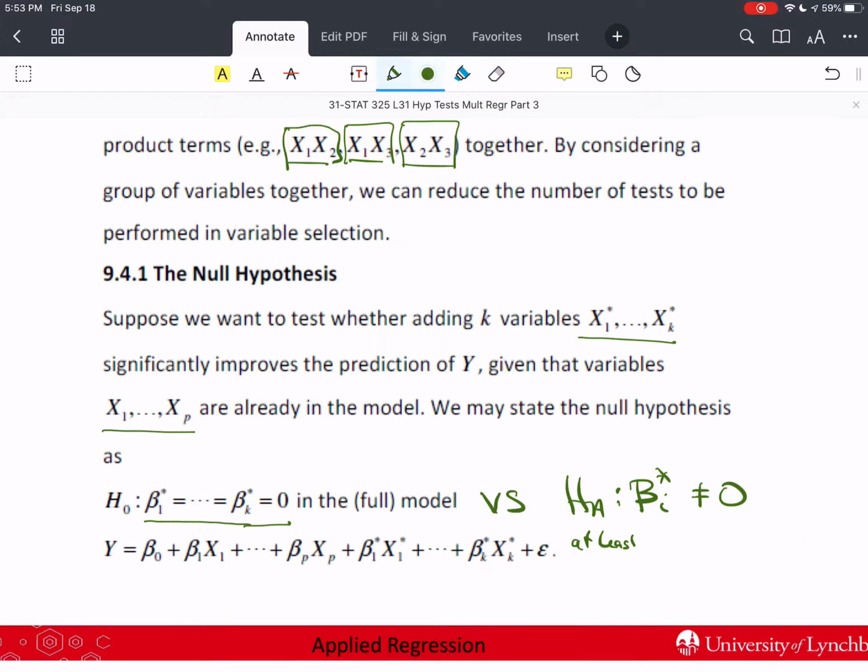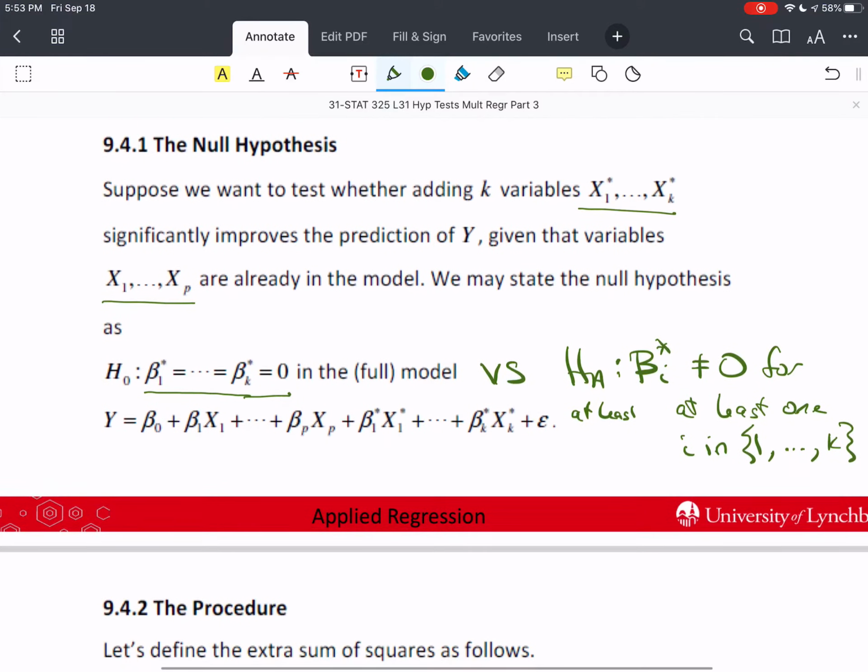For at least one i in 1 to k. Okay. Now, in the full model, and then they list out the full model. So please remember, always write your model that you're talking about.